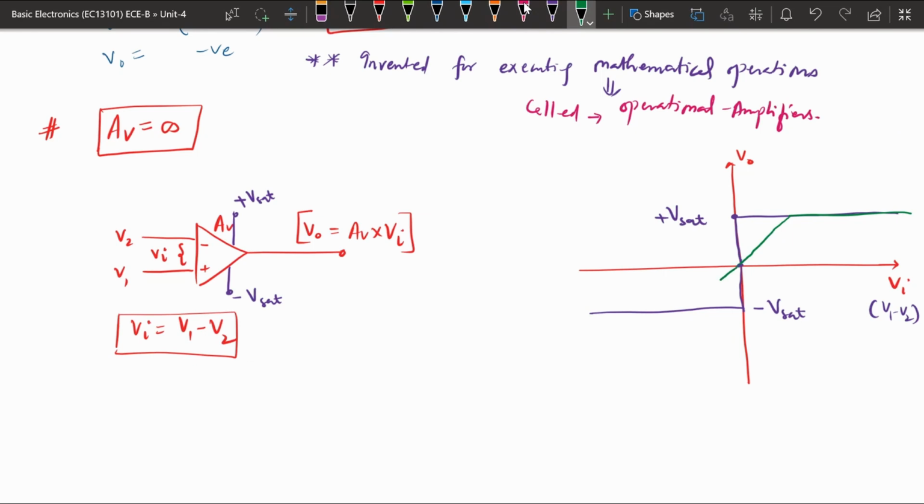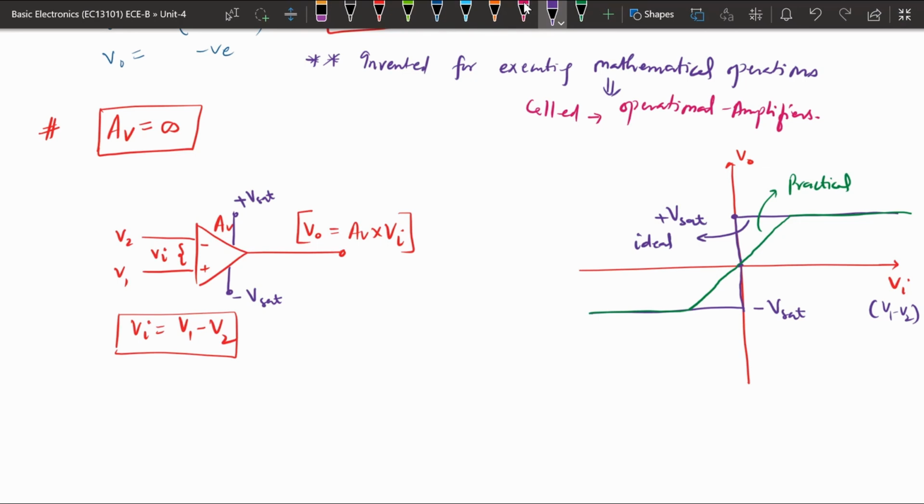Similarly, on the negative side, it will take some time to reach minus V sat, and then it will be constant at minus V sat. So this green one is for the practical case, and this one will be the ideal. From there you can see how the behavior of an operational amplifier will be. So if this is the ideal case, it will just switch to plus V sat or minus V sat.